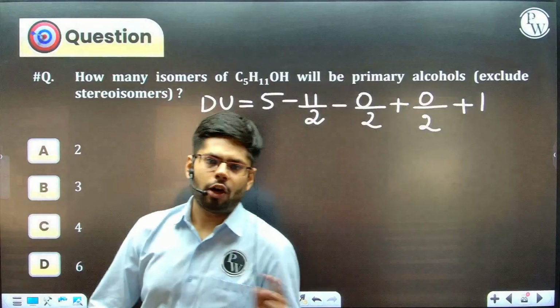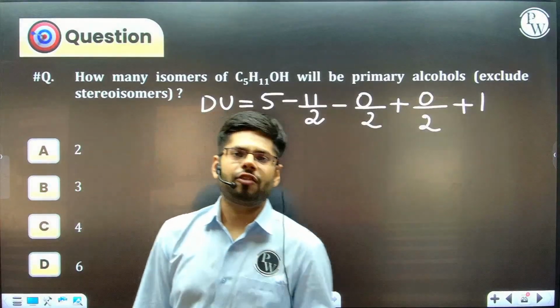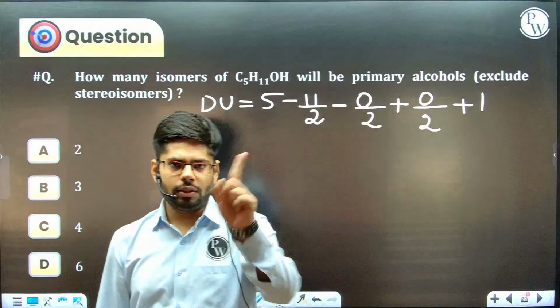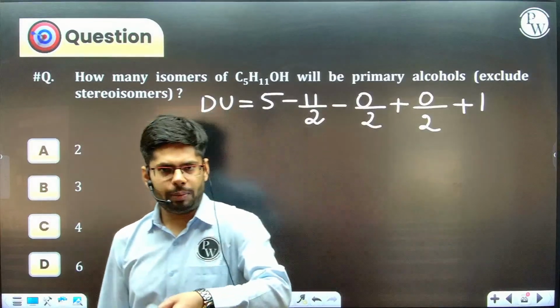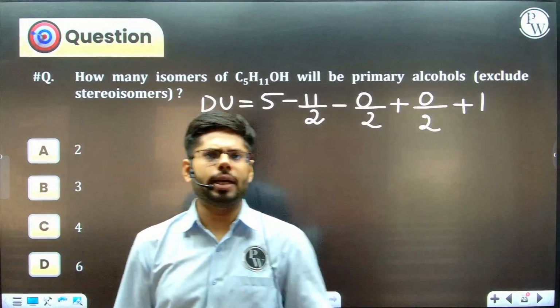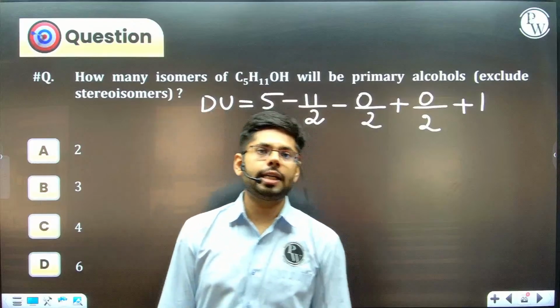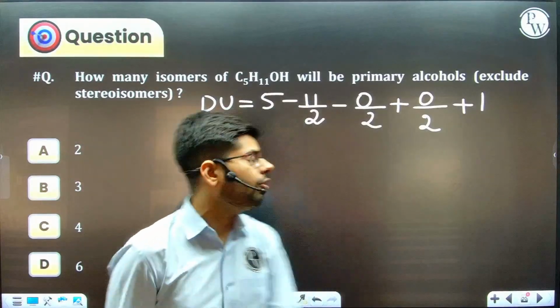We need to find out DU so that we are aware of the number of rings and the number of pi bonds. If DU is 1, there could be 1 pi bond or there could be 1 ring. If DU is 0, there is no pi bond, there is no ring. So we need to check the value of DU first in order to get an idea about the number of pi bonds and number of rings.